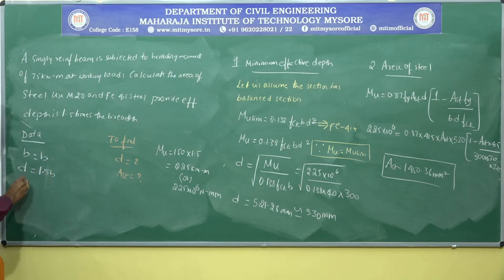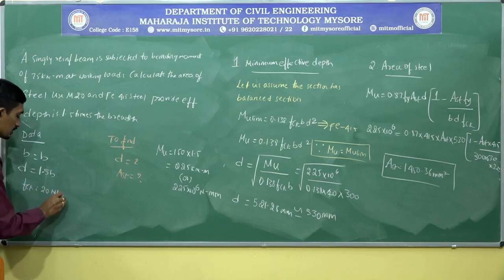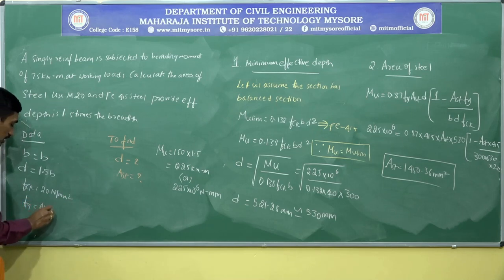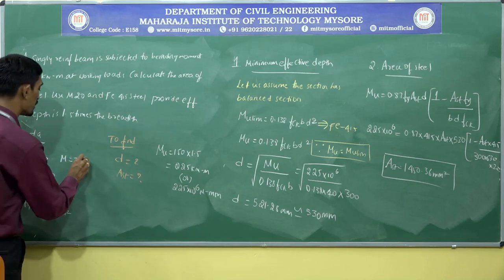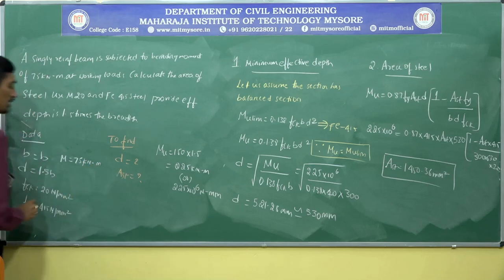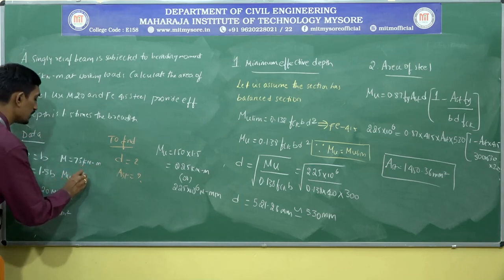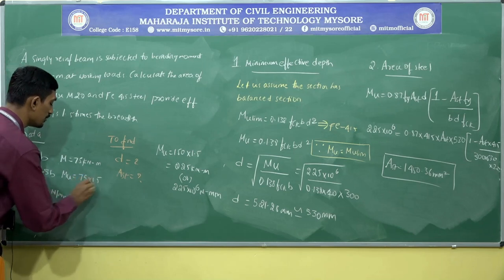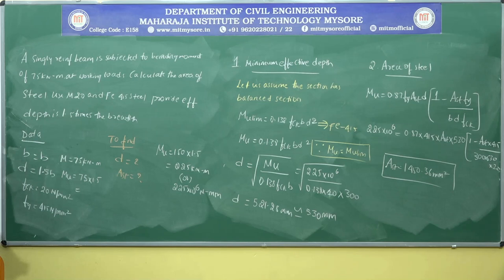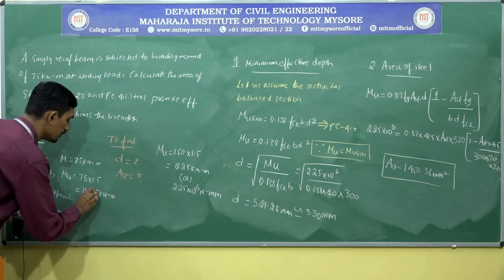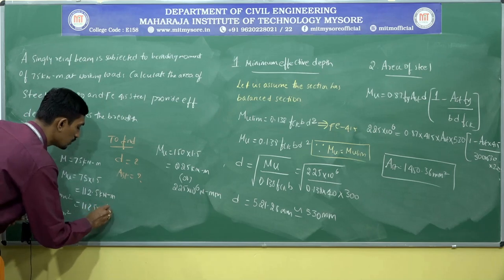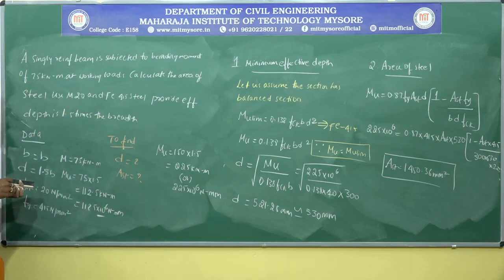Next, fck value is given as 20, and fy value is given, that is 415 Newton per millimeter square. And one more thing, he has given the bending moment, 75 kilonewton meter. You convert this into the ultimate moment of resistance, or factored bending moment, that is 75 into 1.5. This works out to be 112.5 kilonewton meter or 112.5 into 10 to the power of 6 Newton millimeter. Is it clear?